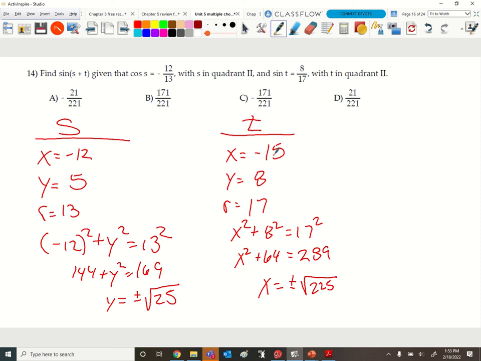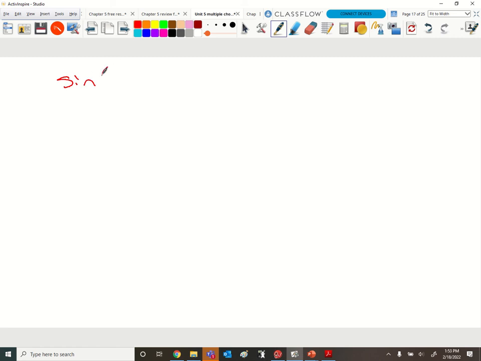So I'm going to go to my next page because I'm going to do the sine of s plus t. And if you guys need scratch paper, this whole basket here is scratch paper. So let's see. I'm going to have sine of s plus t is sine of s cosine of t plus sine of t cosine of s. Right?